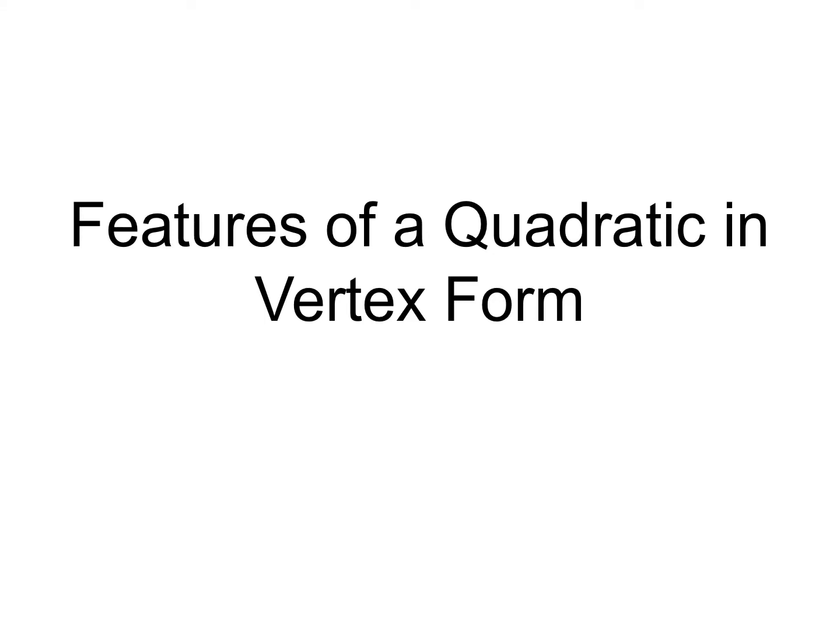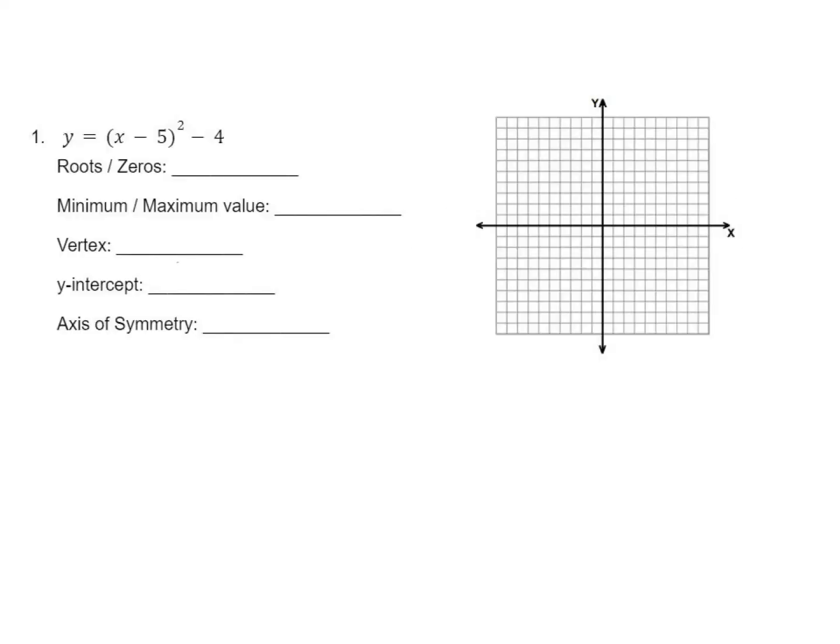Today we're looking at features of a quadratic that is in vertex form. We're going to go through the first two examples here together. So if you have a quadratic that's in vertex form, remember that the vertex would be the thing that's easiest to identify. So generally vertex form is written as y equals a times x minus h squared plus k.